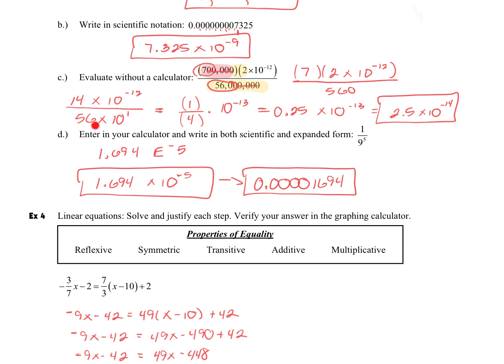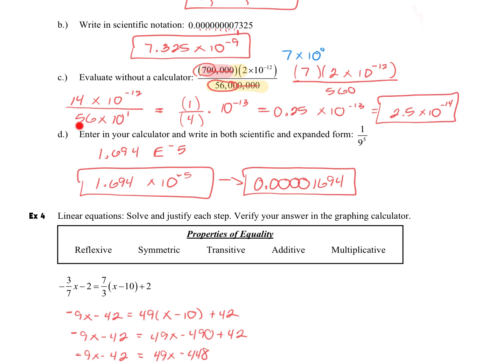Now, when I go to here, I'm working with this numerator, and I can simply multiply the 7 times the 2. Now, sometimes it might be helpful for some students to see this as 7 times 10 to the 0, because 10 to the 0 is a 1. So that means that the 7 and the 2 give me 14, and then when I multiply these, this is going to give me 0 plus negative 12, which is negative 12.